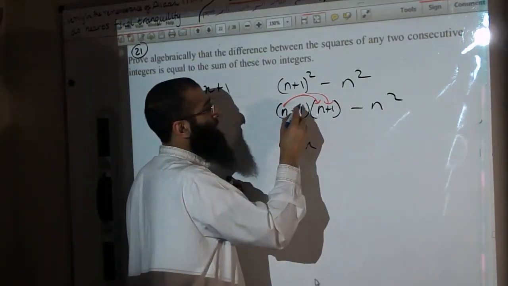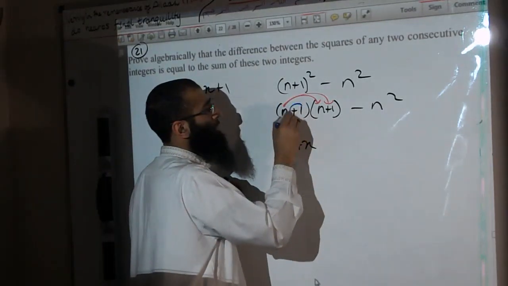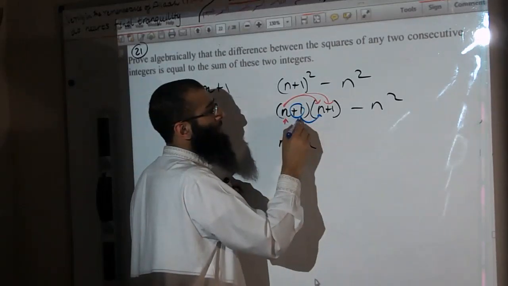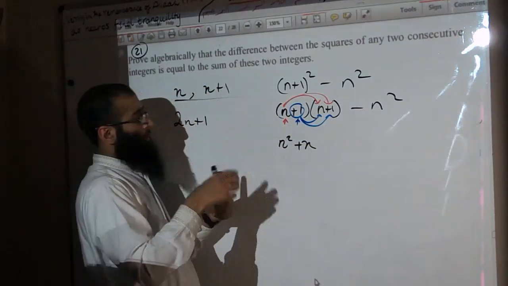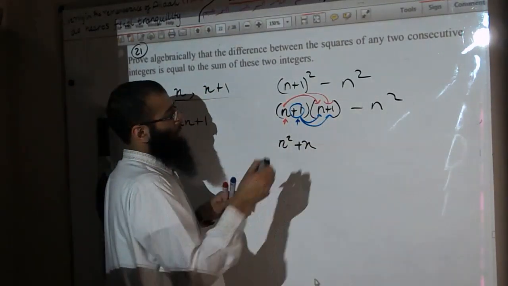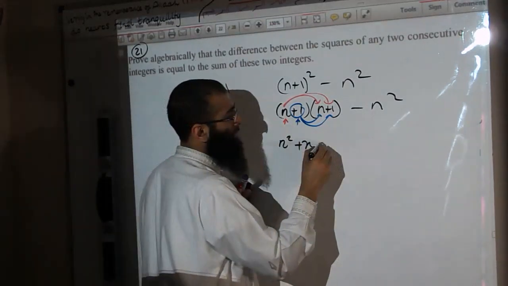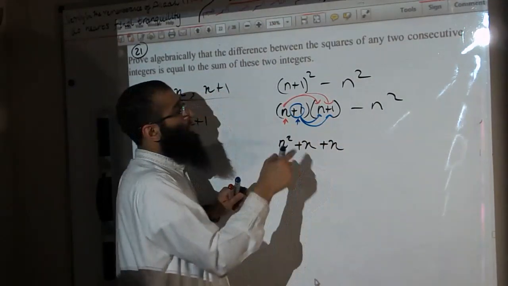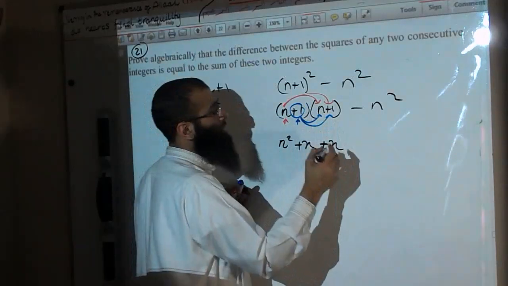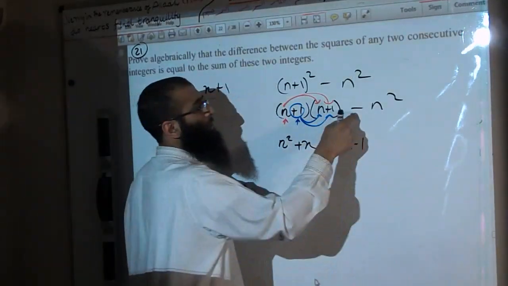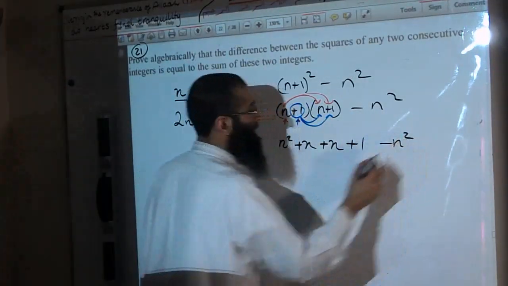Yeah. Next, we start with the second element, plus 1, and we multiply by the n and then by the plus 1. What's plus 1 times by n? Plus n. Plus n again. What's plus 1 times by plus 1? Plus 1. And then we've got minus n squared at the end.